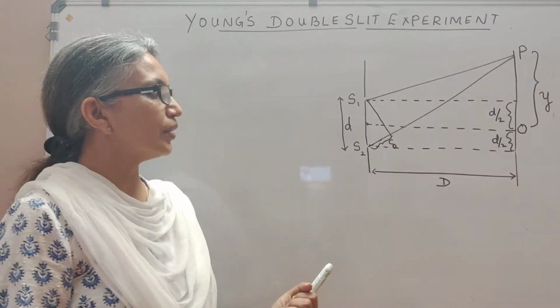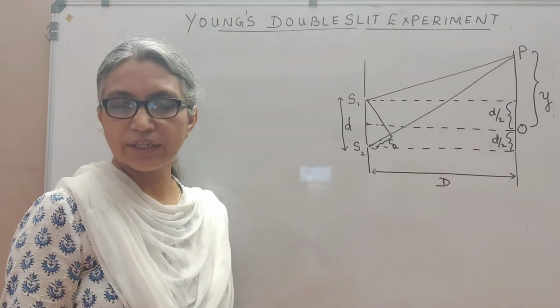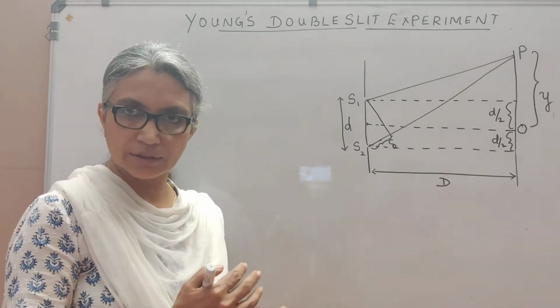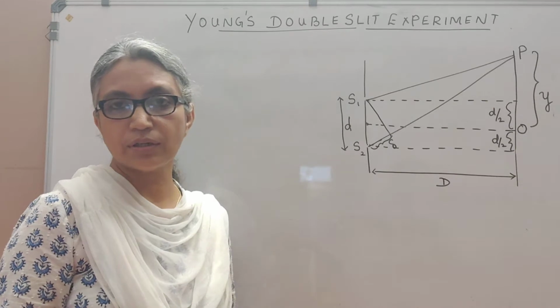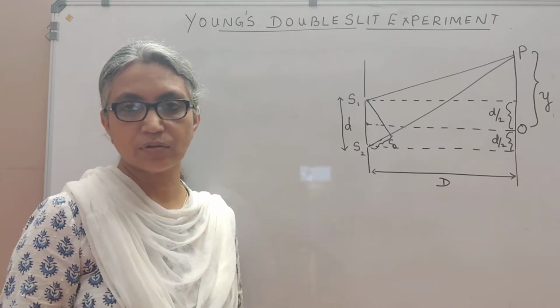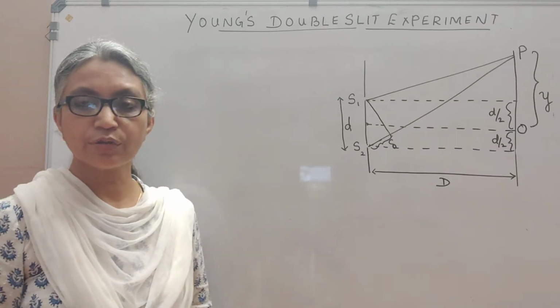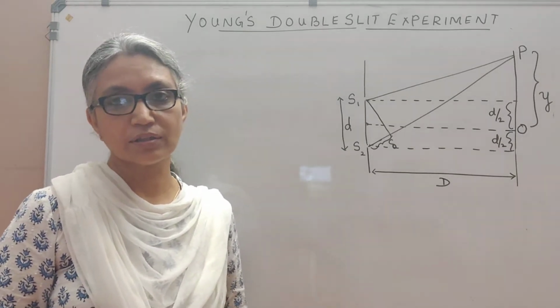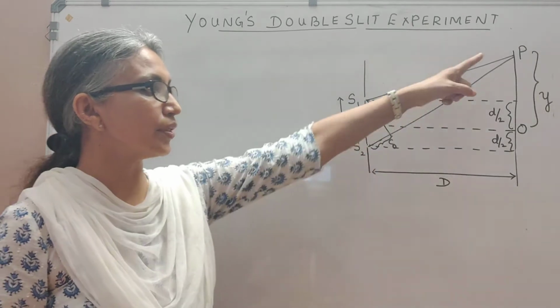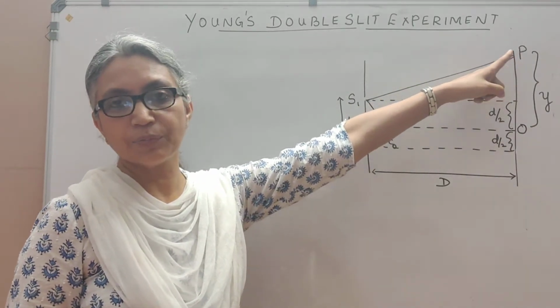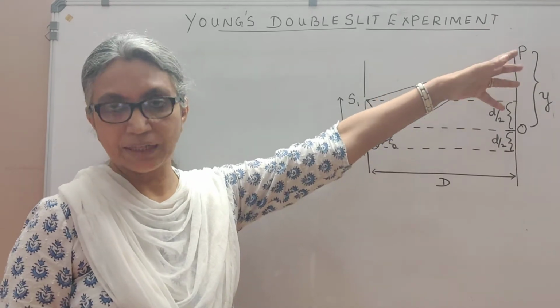Good evening. Now we're going into the next topic, that is Young's double slit experiment. It's the next derivation under the topic on interference. In the last session we did the derivation for the conditions for constructive and destructive interference. That is, when does P become bright, or what is the condition for P to be a bright band?